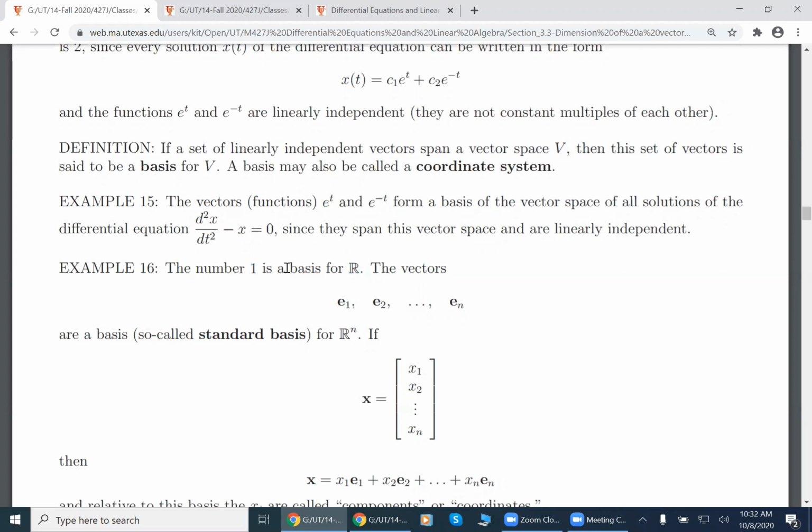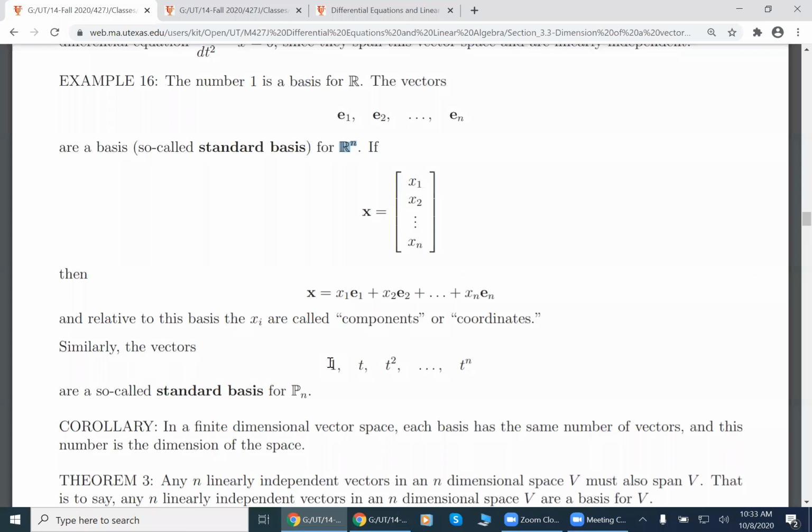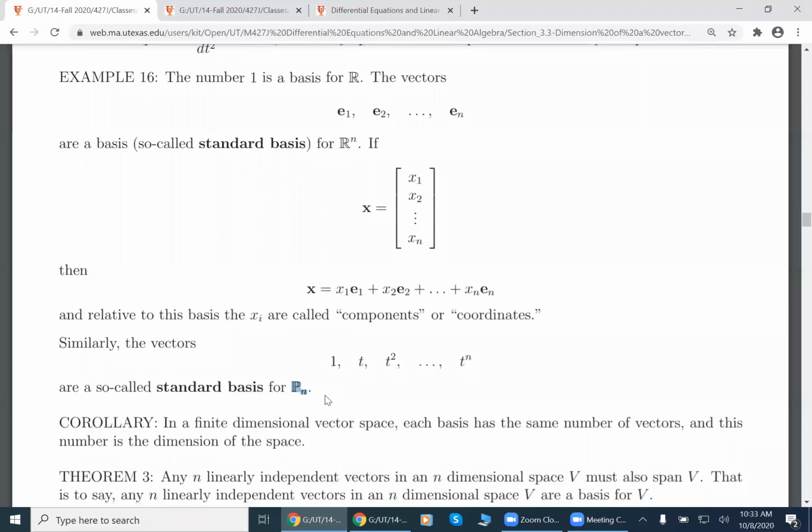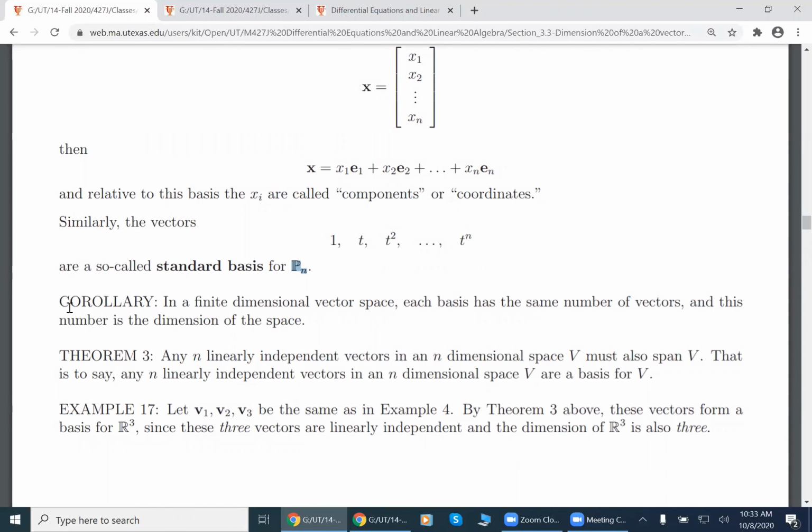So the number 1 is a basis for R, dimension of R is 1. Now, these n vectors form a basis of Rn, dimension of Rn is n. These n plus 1 vectors form a basis for Pn, dimension is n plus 1. And now, an important corollary: in a finite dimensional vector space, each basis has the same number of vectors.